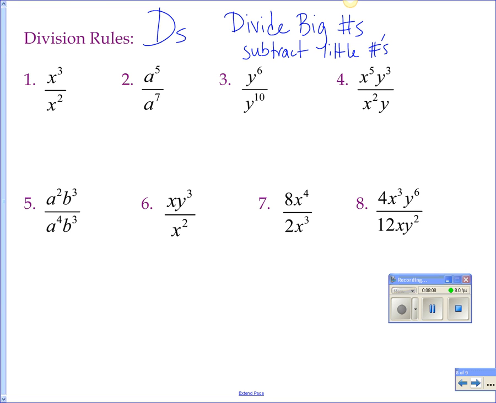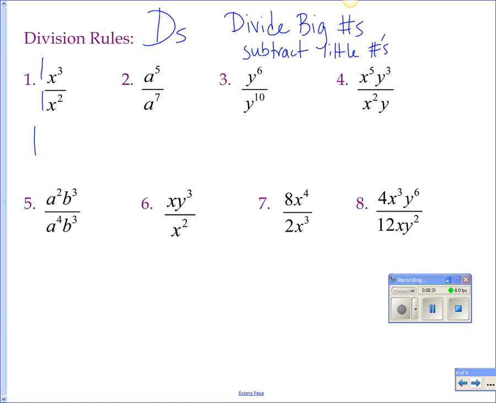If you would like, you don't have to, but if you would like, you could put a 1 in front here and a 1 in front here. Those are your big numbers. According to this rule, what do you do with the big numbers? You divide them. So 1 divided by 1 is just 1. So you don't have to do that step. It's optional.